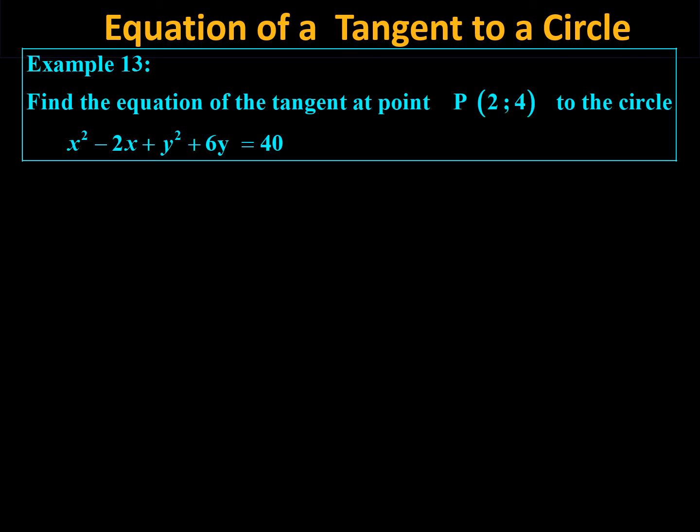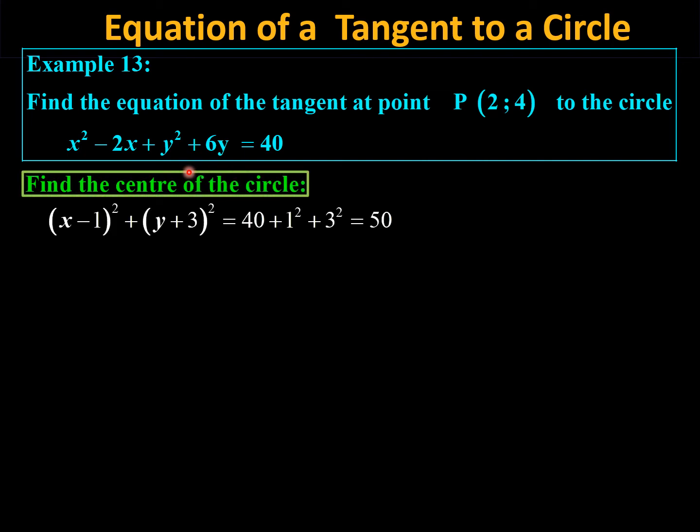There's no diagram provided here. So we want to find the equation of a tangent at point P to the circle, right? So if that is a circle, we need to know something about the circle. Because if I want the tangent, remember what we need? The gradient of the radius, and there I need the center. So we'll first have to find the center of that circle.